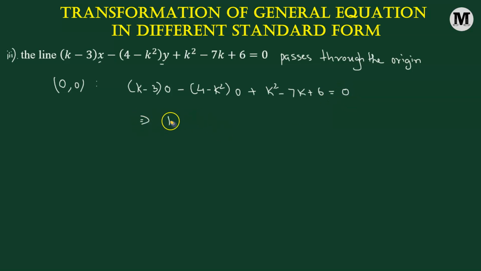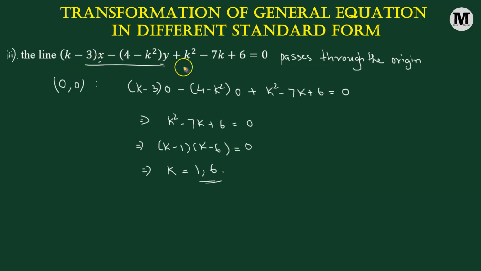That finally leaves us with k² − 7k + 6 = 0. When we factorize it, we get (k − 1)(k − 6) = 0. So solving for k, we get two values, k = 1 or 6. For these two values of k, 1 and 6, the line given to us is going to pass through the origin.